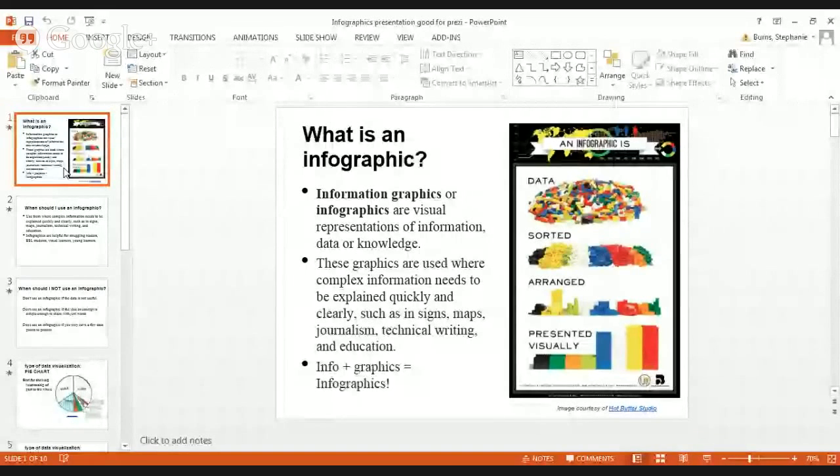What is an infographic? Information graphics, or infographics, are visual representations of information, data, or knowledge. These graphics are used where complex information needs to be explained quickly and clearly, such as in science, maps, journalism, technical writing, and education. So infographic is info plus graphics. You can see in the picture to the right side of the screen an infographic that tells about infographics. So we have data sorted, arranged, and presented visually.